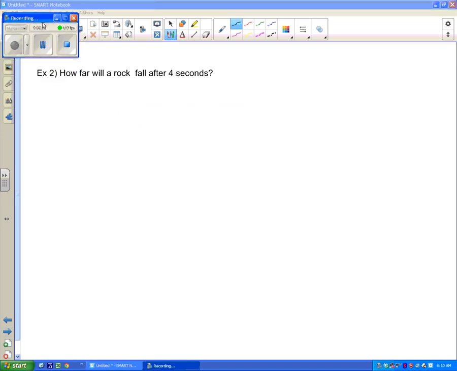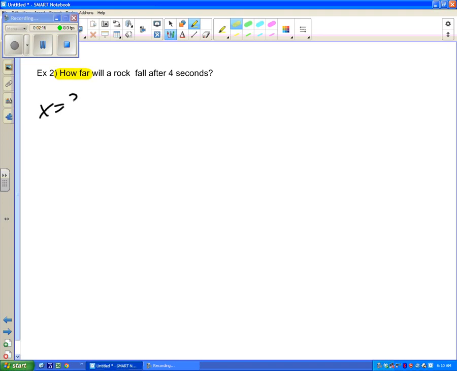Example number 2. How far will a rock fall after 4 seconds? I'm going to do the same thing. I have how far. That is x. I see this word fall because it's falling. I know A is 10 on Earth. And I have 4 seconds, that is the time. Because I have x and I have a, the only equation with both of those is this one.